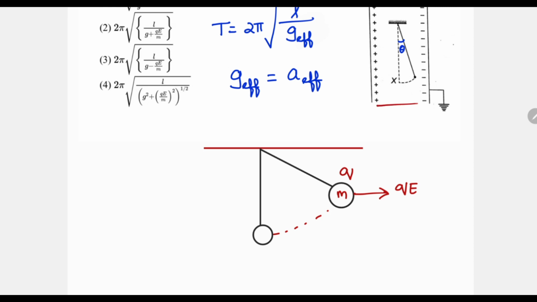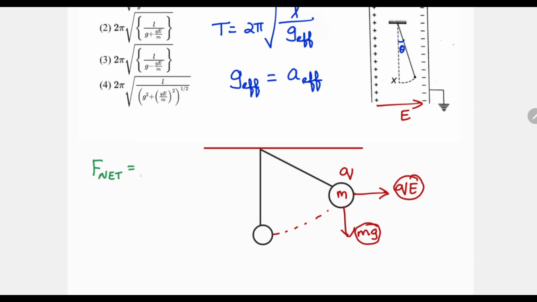Because the electric field is acting from the positive plate to the negative plate, left to right, so qE. Now its weight is acting downward, mg. So in that bob, two forces are acting, qE towards the right and mg in the downward direction. So first we have to think of the net force acting on that bob.